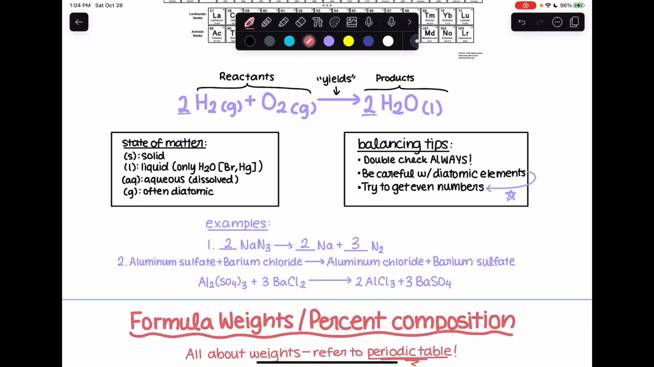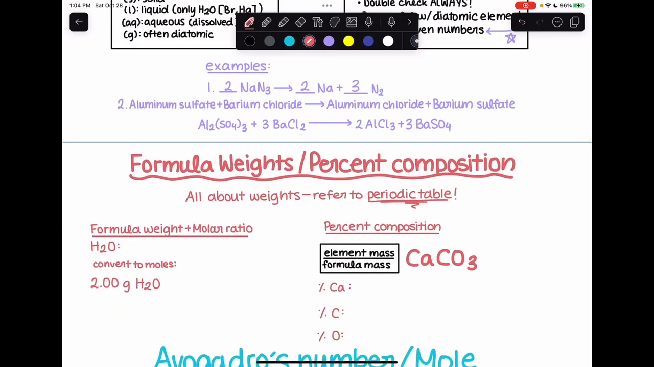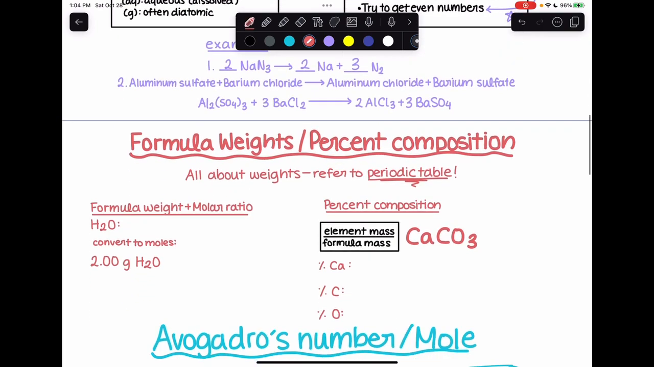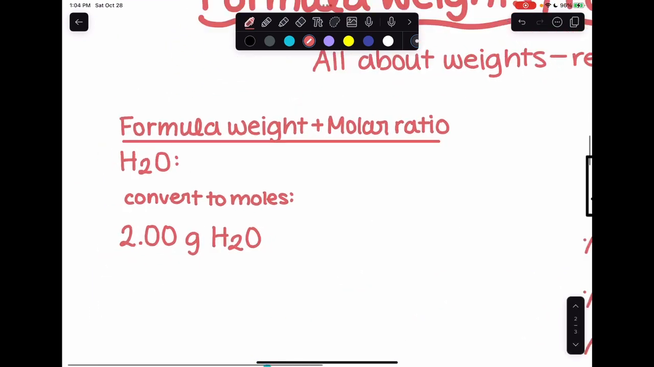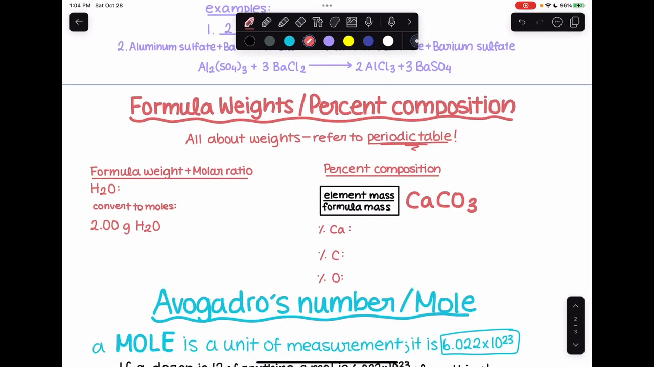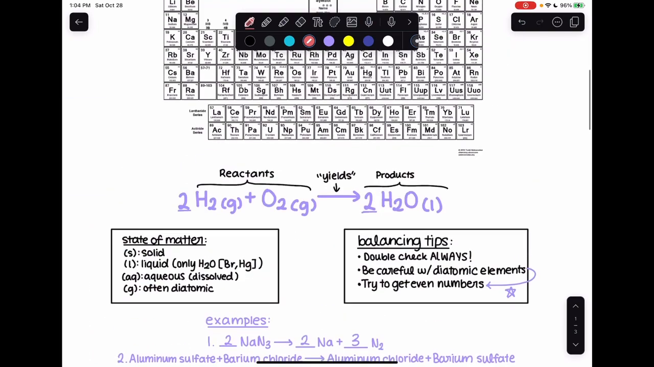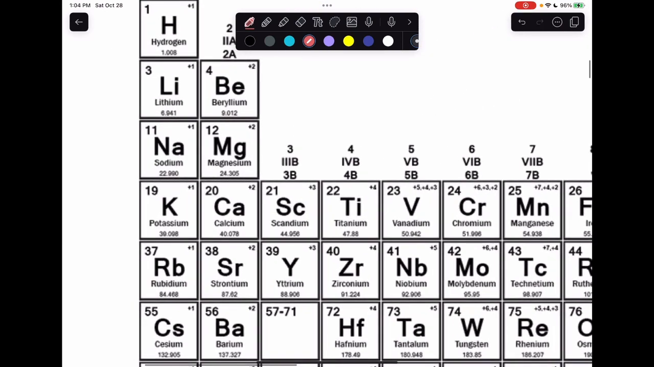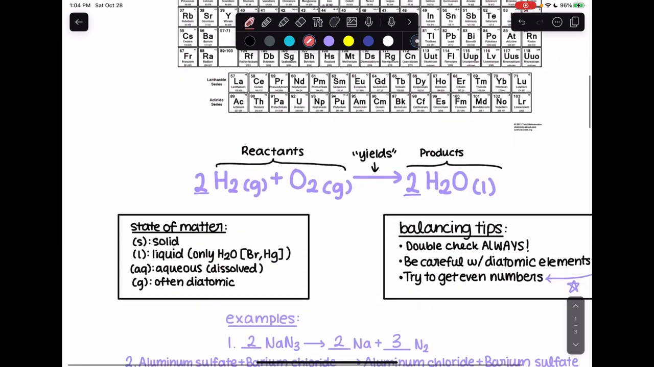So now we're going to get a little more technical with formula weights. These are much simpler and there's an actual method to doing them, unlike balancing equations. Okay, so let's figure out formula weights. They're basically taken from the periodic table. The periodic table will be your best friend here. All the weights are going to be here. You just need to know how to use them, okay?